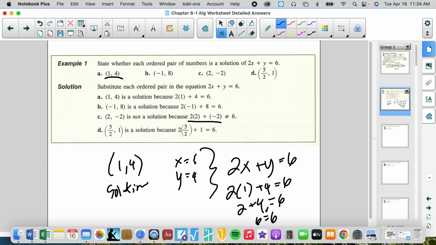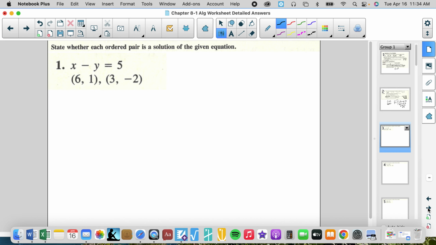So why is this not a solution? Because when we plugged it in, we get 4 minus 2 equals 6, and we would have gotten 2 equals 6, which is a false statement. That's false. So we know that this ordered pair is not a solution. Okay, so that's what we're going to be doing. We're going to be testing solutions. So we'll test this point. We'll plug in 6 for x, 1 for y. We will simplify. And yes, it's a solution.